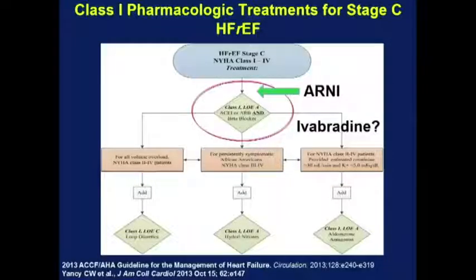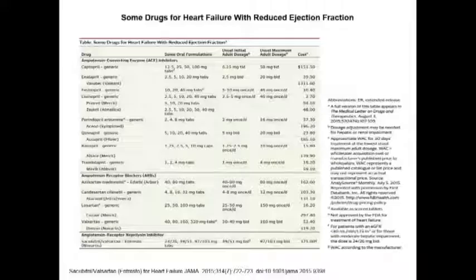Where Entresto or the angiotensin receptor neprilysin inhibitor or ARNI fits into play is unclear. Some of the cardiologists are suggesting it can be used early before the ACE inhibitor. That remains to be seen. Clearly, it's much more expensive than the ACE inhibitor, which is a generic drug. Where ivabradine fits in the paradigm is still unclear as well. And then finally, just to show you the cost of these drugs from a recent medical letter, I just think it's important to know what patients pay for the medications, especially in those with HFrEF.